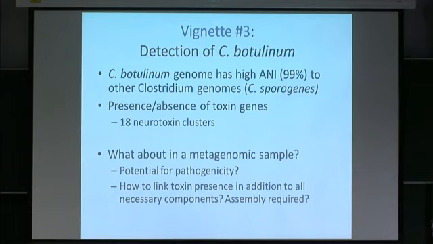You want to know if those are present, and that's what's going to determine that you have it, not necessarily the relatedness to the other strains. It's really all about the presence or absence of these neurotoxin clusters. Okay, and these are the 18. So you would maybe think about, for this specific microbe, developing an assay where you can just look for these, and if they're present, you'd have a strong basis for calling Clostridium botulinum.